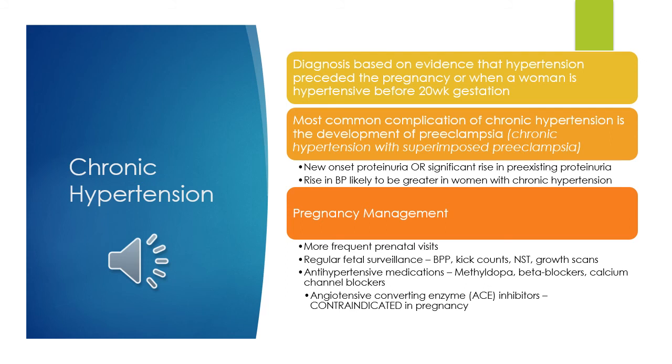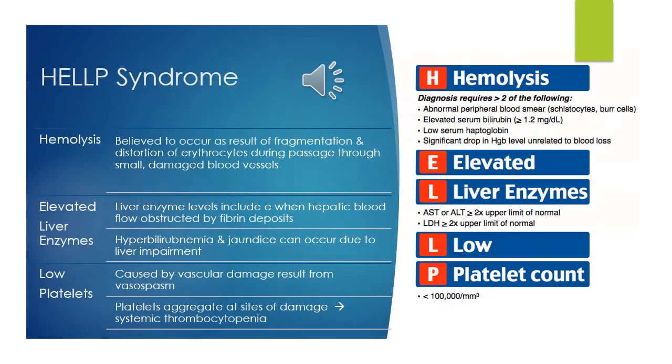There are certain classes of antihypertensive medications that are safe to use during pregnancy. Methyldopa, beta blockers, and calcium channel blockers are acceptable during pregnancy. Contraindicated in pregnancy are the ACE inhibitors, the angiotensin converting enzyme inhibitors. Finally, a complication of these hypertensive disorders of pregnancy is HELLP Syndrome, which stands for hemolysis, elevated liver enzymes, and low platelets.